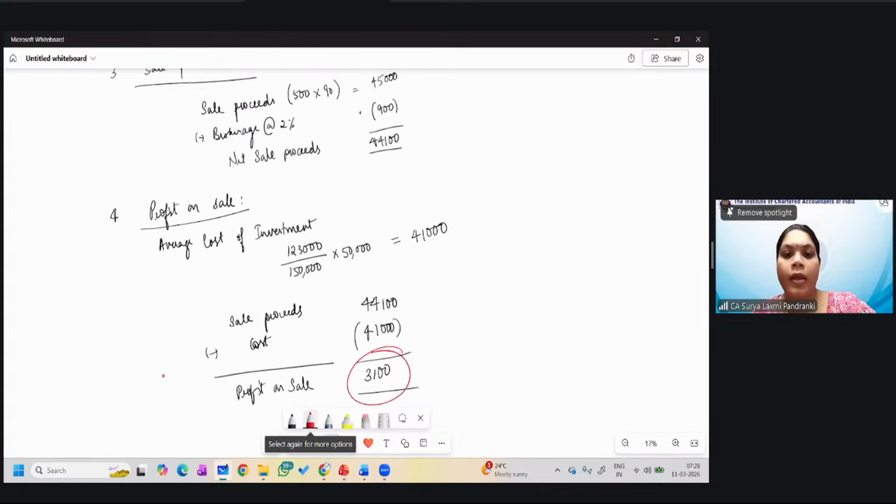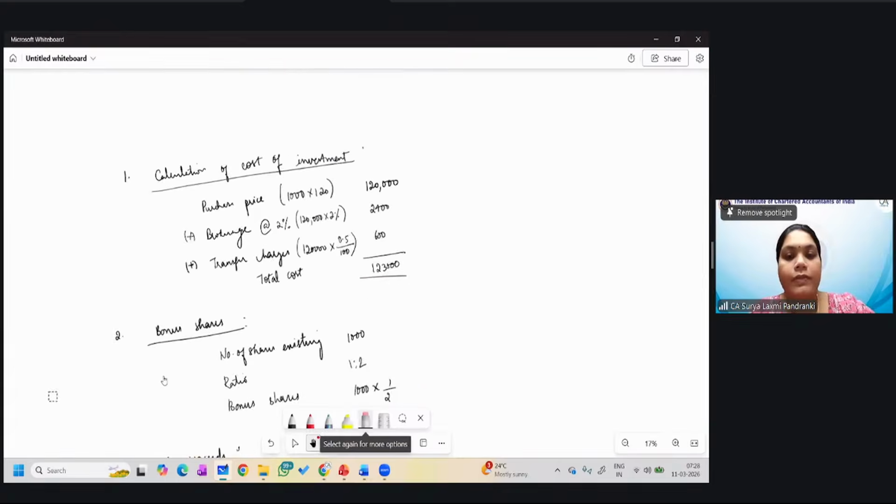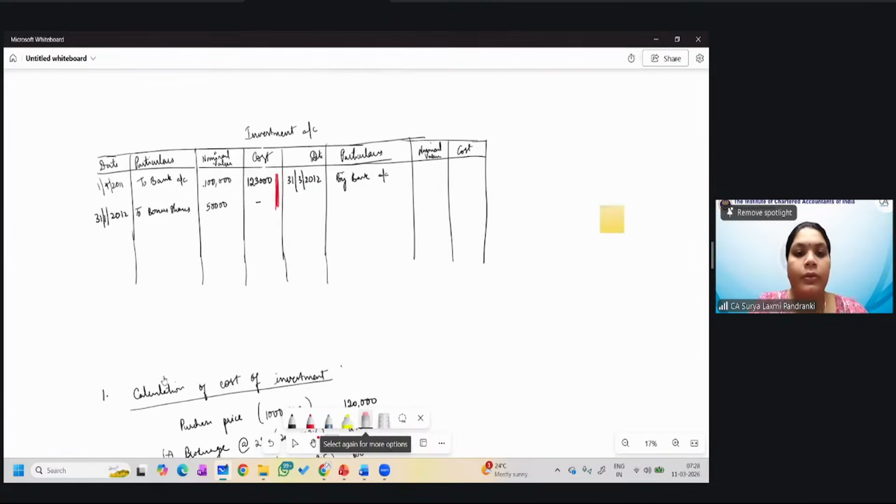Clear, no? How we calculated sale proceeds? It is after the brokerage. And how did we calculate average cost of investment? Nothing but taking the total average of the cost that we have purchased and bonus that we have received. If you take that average, then you will know what is the average cost of investment. Sale proceeds, we anyway know. Cost is calculated. Then you will know what is the profit or loss on that particular sale. It's done. Now let us fill this table.